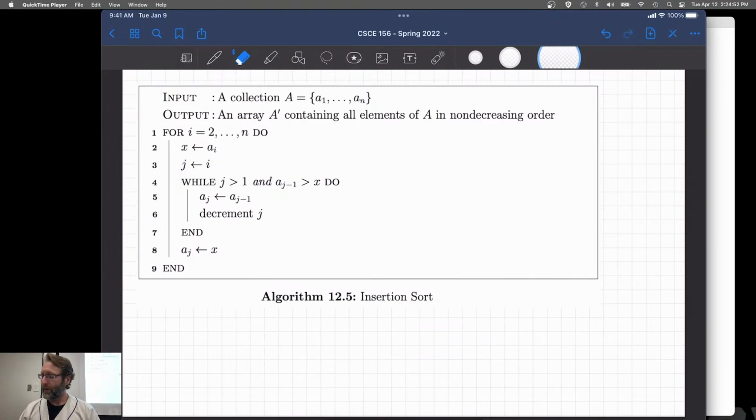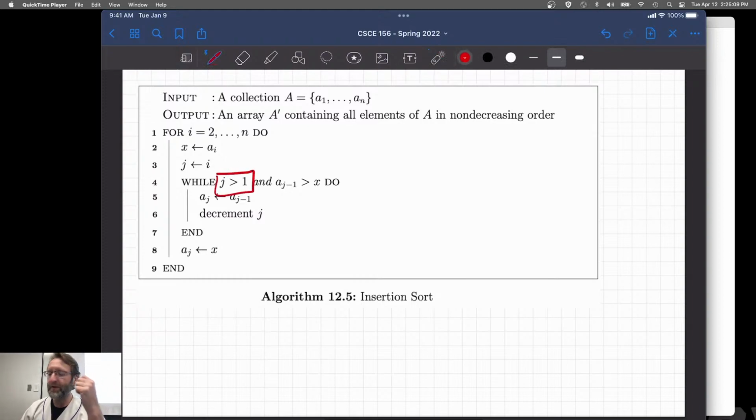Now, analysis. Same 2 steps. What's the input? It is A. What's the input size? N. What is the elementary operation here? Let's go ahead and stick with comparisons.